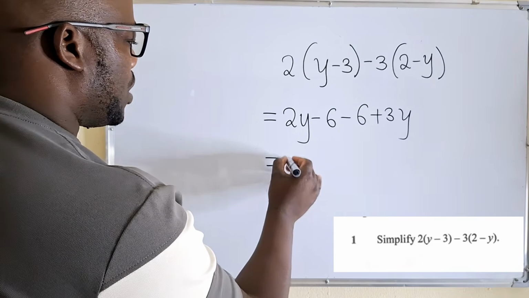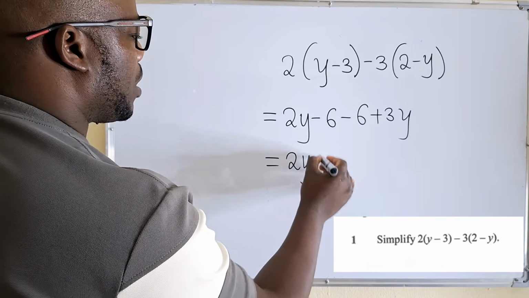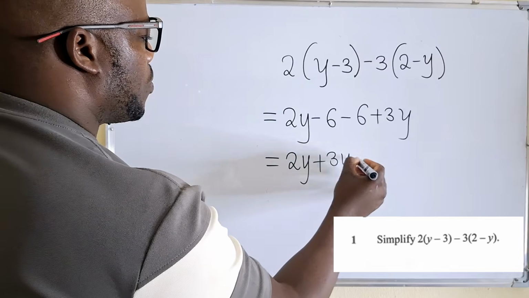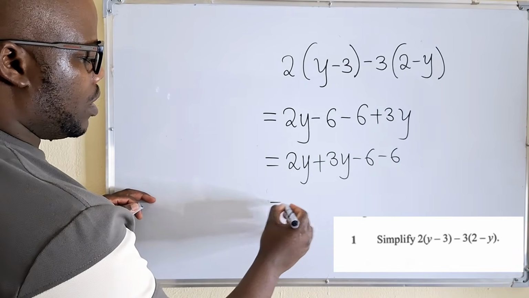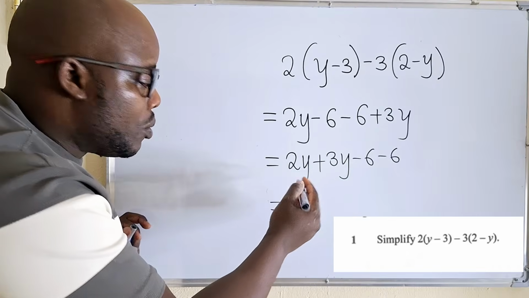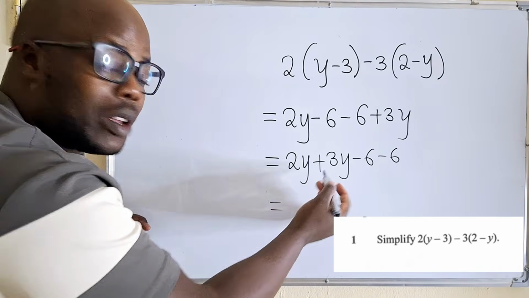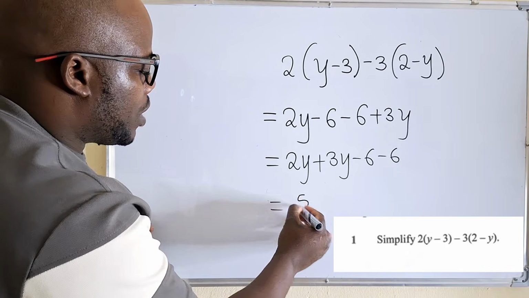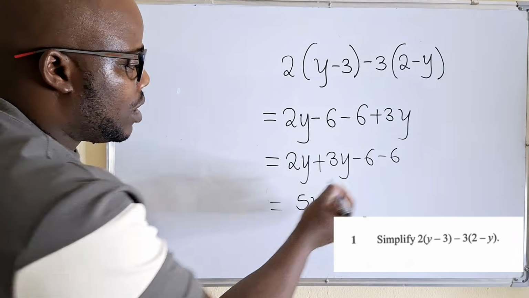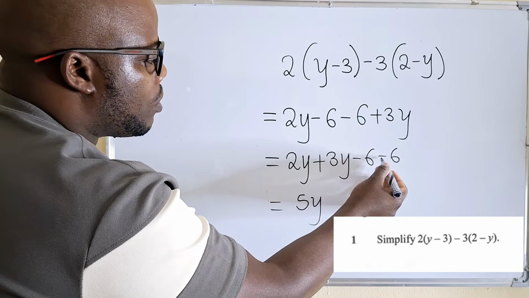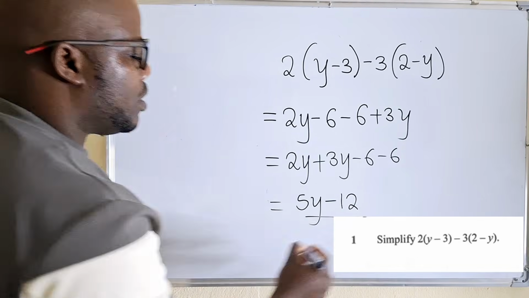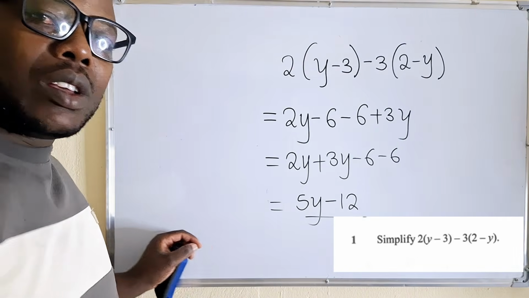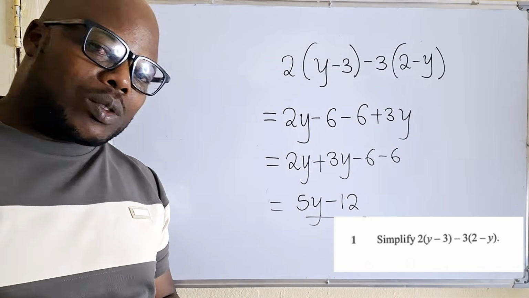So we're going to have a 2y plus 3y minus 6. And this, of course, right here, when we add 2 plus 3, will give us a 5. That's a 5y. And minus 6, it will be minus 12. And this is our answer. We check out the next question.